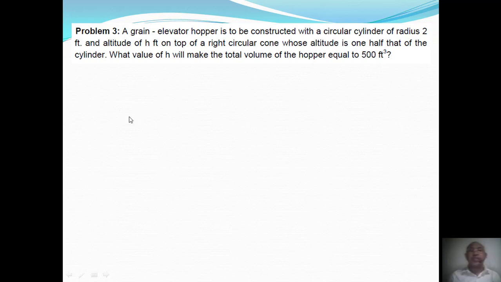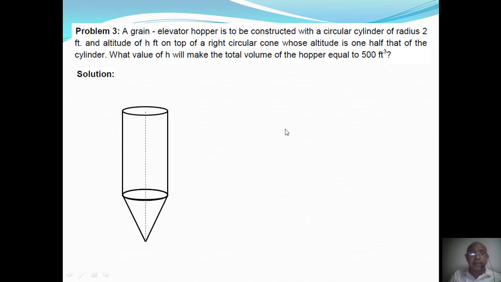Okay, so can you imagine the form of the grain elevator hopper? A circular cylinder on top of a right circular cone. The radius is 2 feet, the height is h for the circular cylinder, while the height of the cone is 1/2 that of the cylinder. So if this is h, the height of the cone is 1/2 of h. Okay? Then the question, what value of h will make the volume equal to 500 cubic feet?